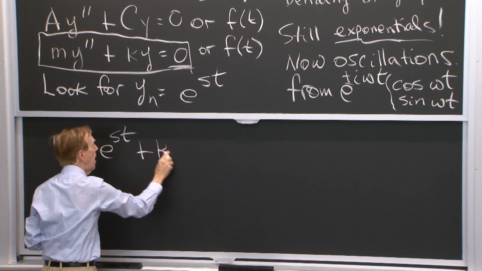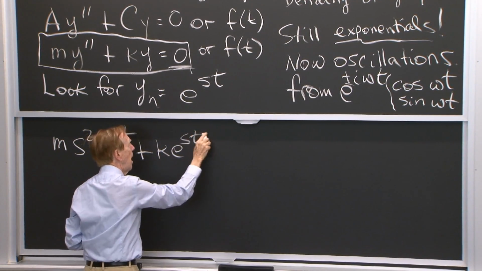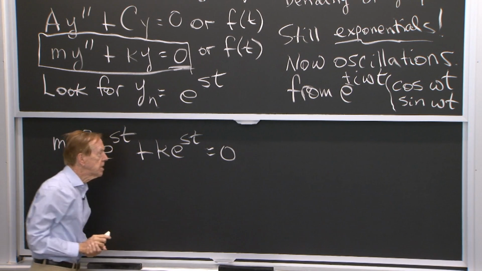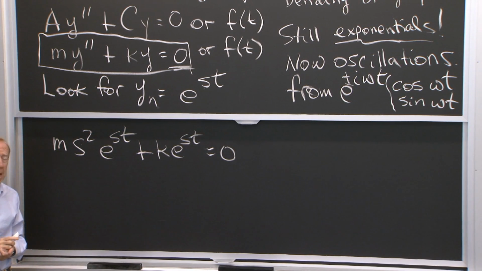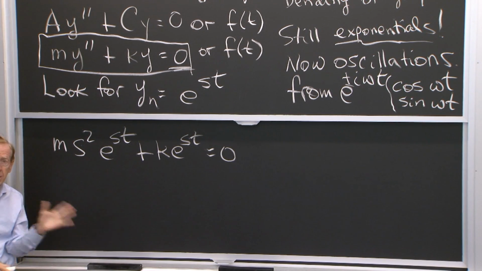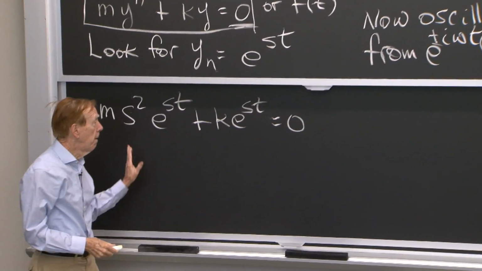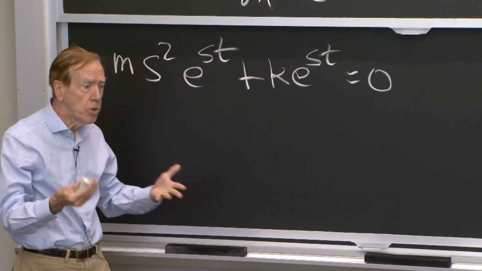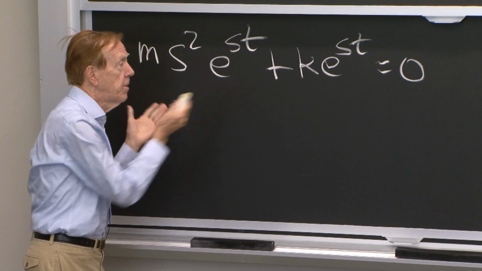This is just k e to the st, and I'm looking for null solutions. Zero, no forcing. So this is undamped, unforced. Undamped, unforced. Natural motion. Okay, what do I do now?